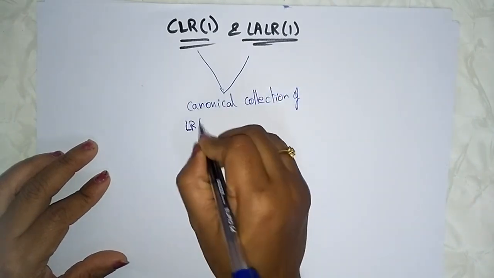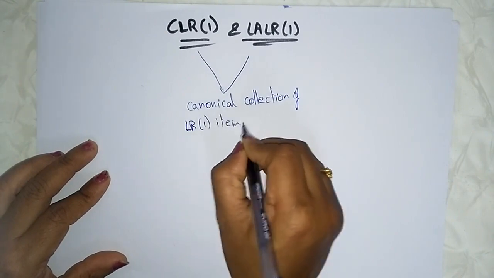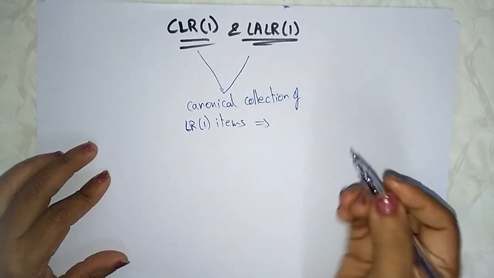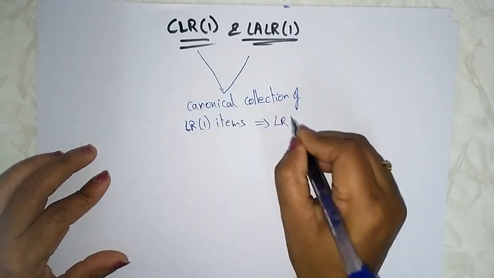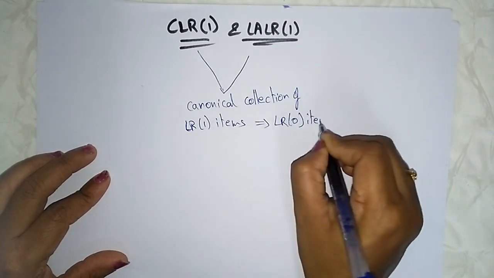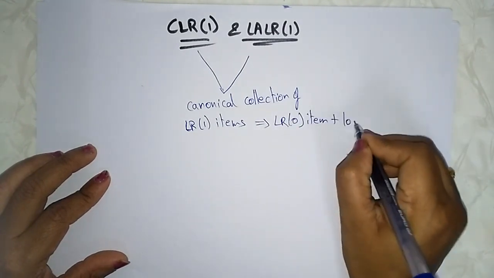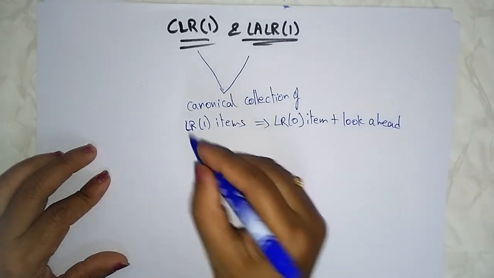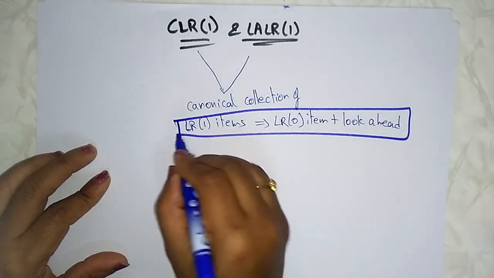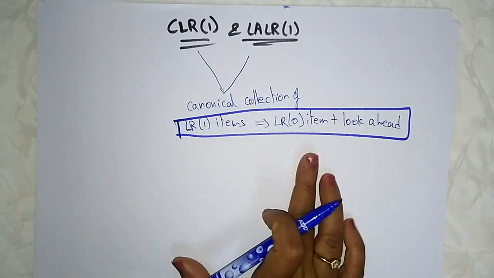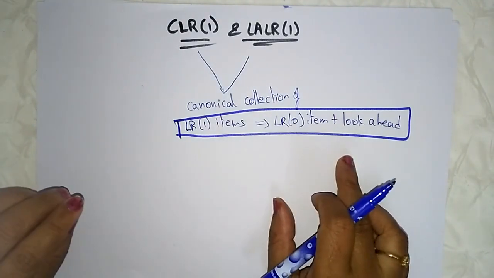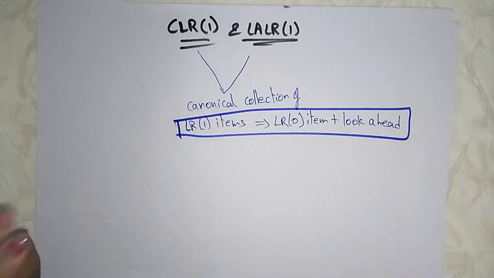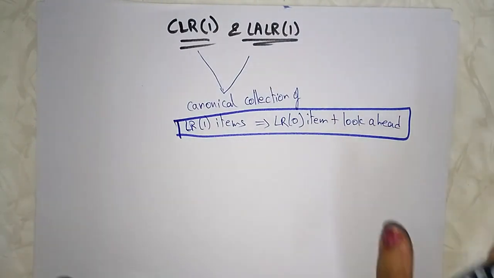LR(1) items. So LR(1) items is nothing but LR(0) items plus look ahead. You have to remember that. LR(1) items is a collection of LR(0) items plus look ahead. Okay, so let me show you what is the main difference between all those things.